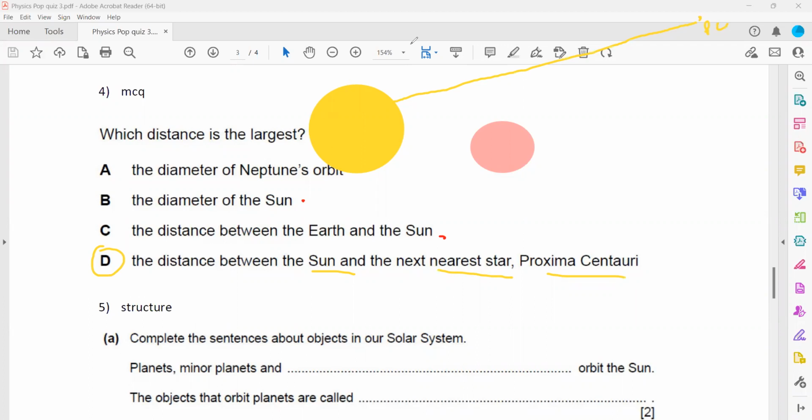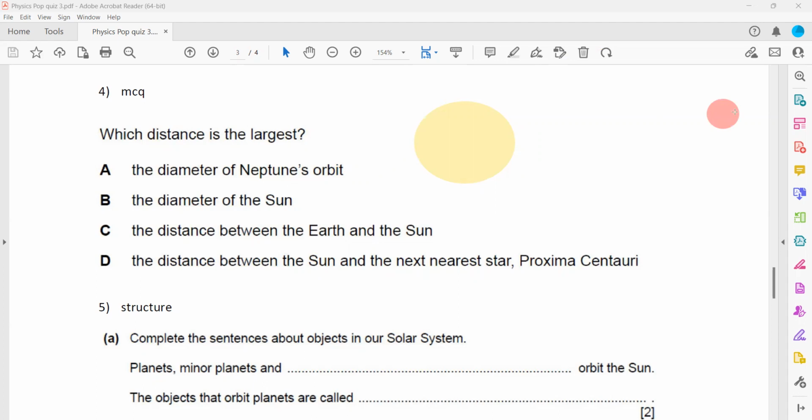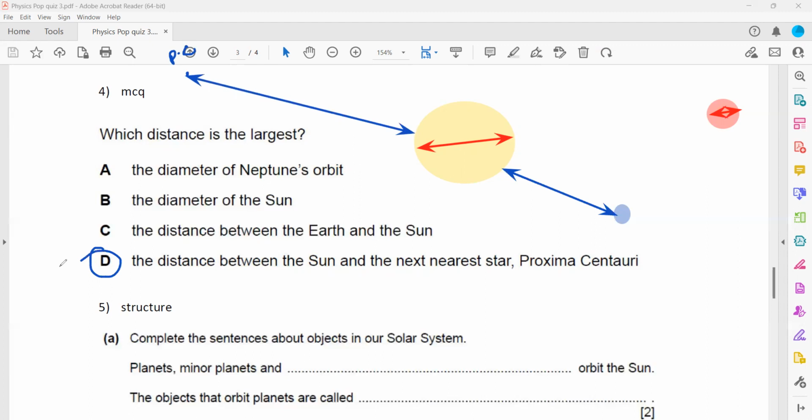Is it clear? Like how they classify: this is our sun, then we have Mercury, Venus, Earth, Mars, Jupiter, Saturn, Uranus, Neptune. The size of Neptune, the first option, is smaller than the sun. The diameter of the sun is the second option. Then the distance between the earth and the sun is 1 astronomical unit. Then the nearest star, Proxima Centauri, is about 4.3 light years away. So the largest distance is the nearest star, because it is measured in light years.